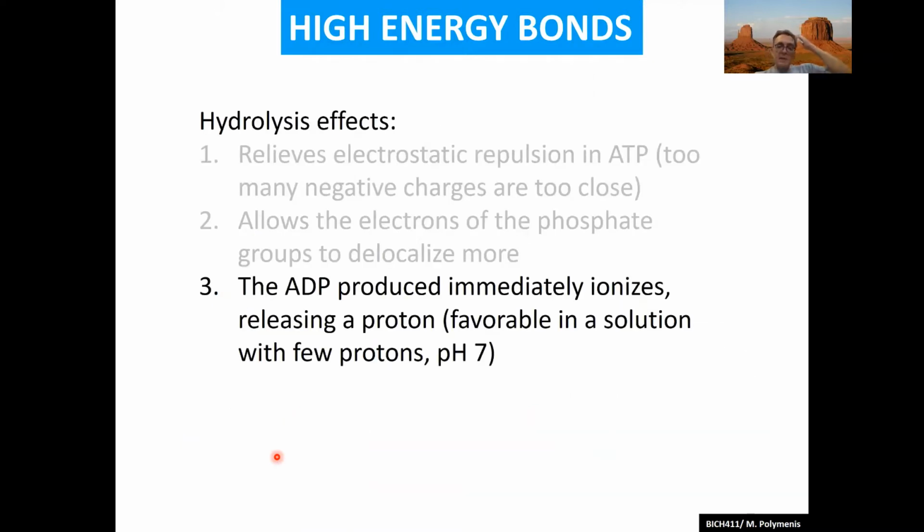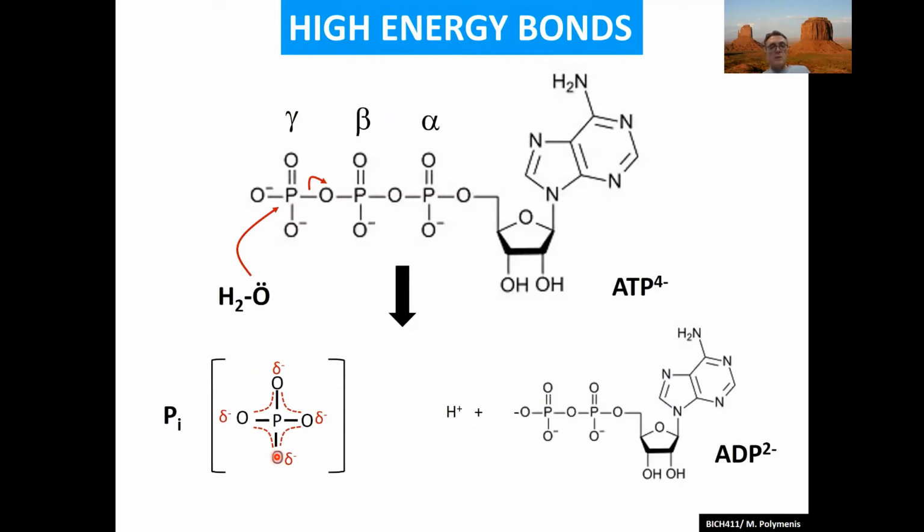Lastly, the ADP that is produced immediately ionizes and releases a proton, and that's favorable in a solution with few protons. And so the proton that got picked up by the water, immediately you're going to lose it. So you're going to end up with your ADP looking like this. You have a release of a proton, which came from the water, and that's a good thing at pH 7 because you have almost no free protons there.